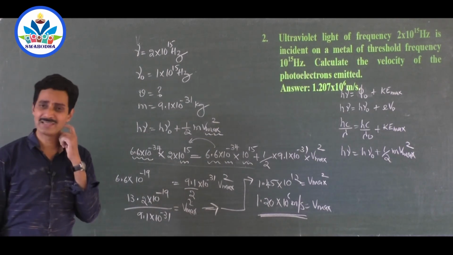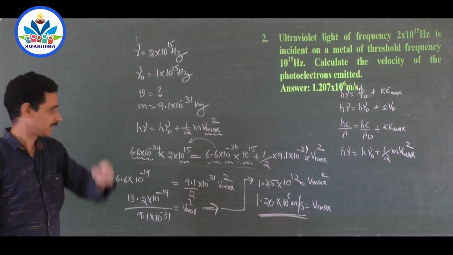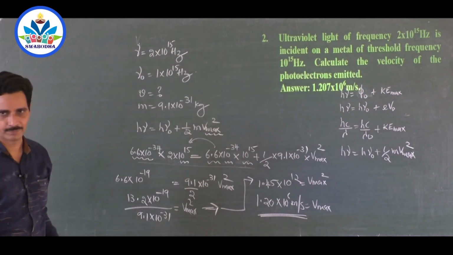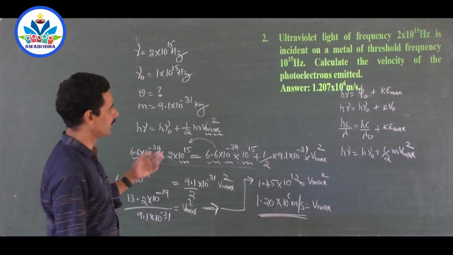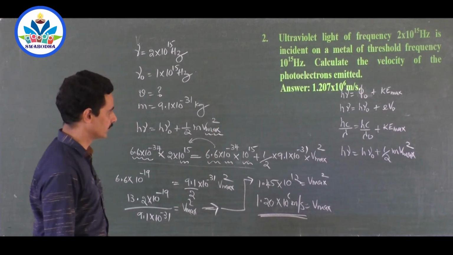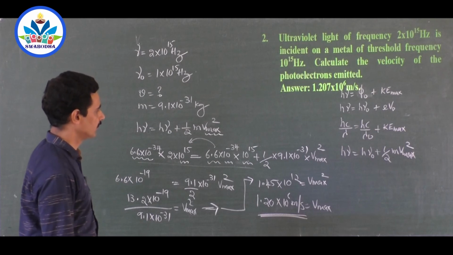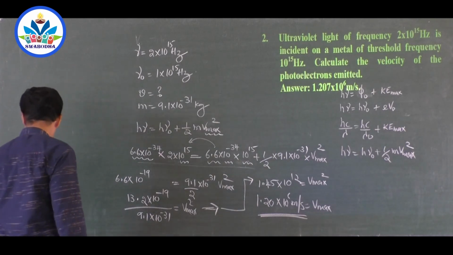In calculation it takes a long process, but the rest of the things are very easy. 1.20 into 10 to the power 6 meters per second, that is the maximum velocity of the electrons. Shall we move on to the next one?